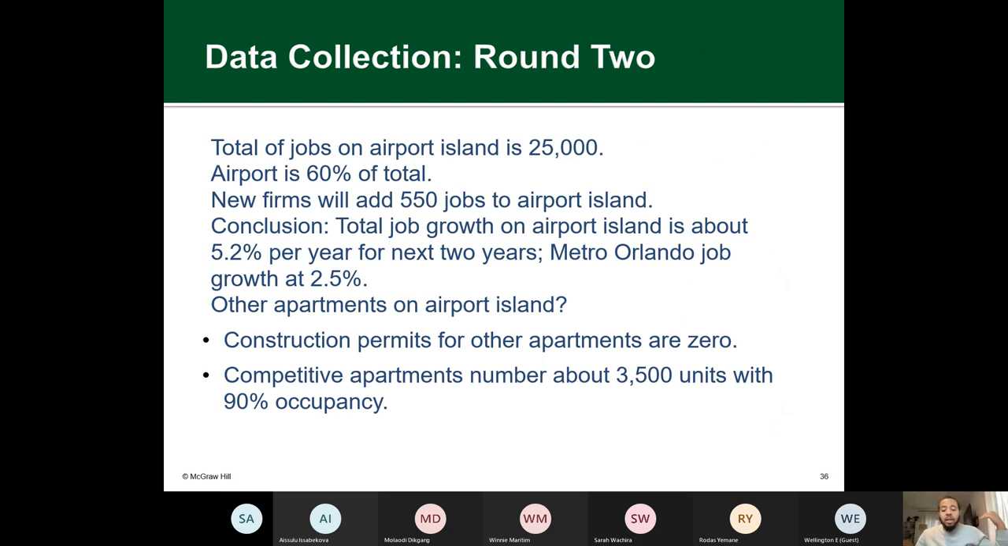Right? So now we're looking at the data. You have 25,000 new jobs, 25,000 jobs that are actually on the airport island. The airport is responsible for 60% of those 25,000. The new firms in this area add about 550 jobs. So the whole goal is to increase the growth of jobs in the area by 5.2%, which is double the average of the area at 2.5. So one of the things that we do have in this area is there are no permits. So you have people with the potential of buying, but just haven't done so.